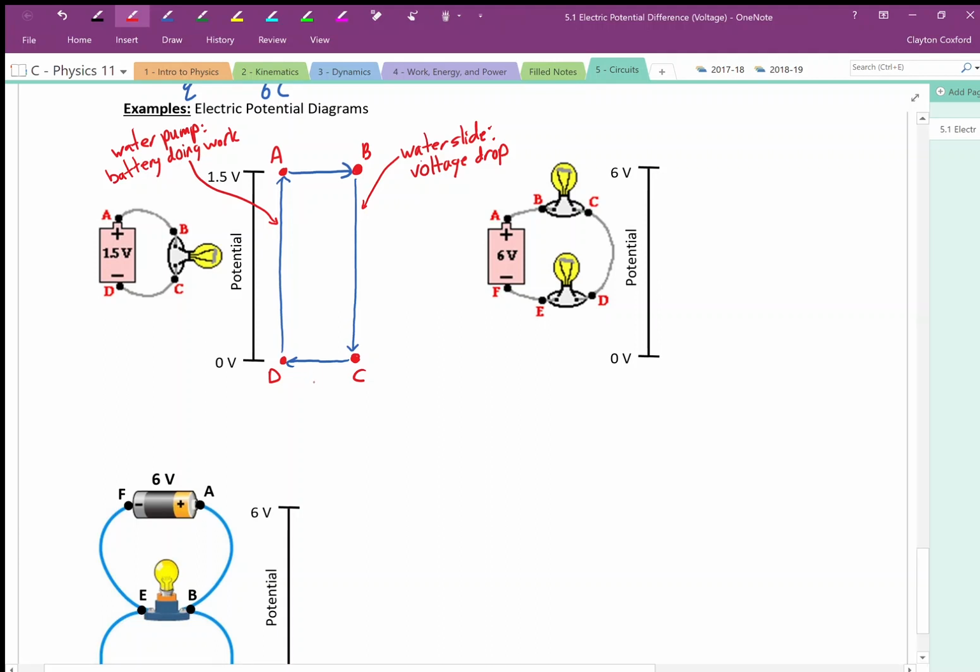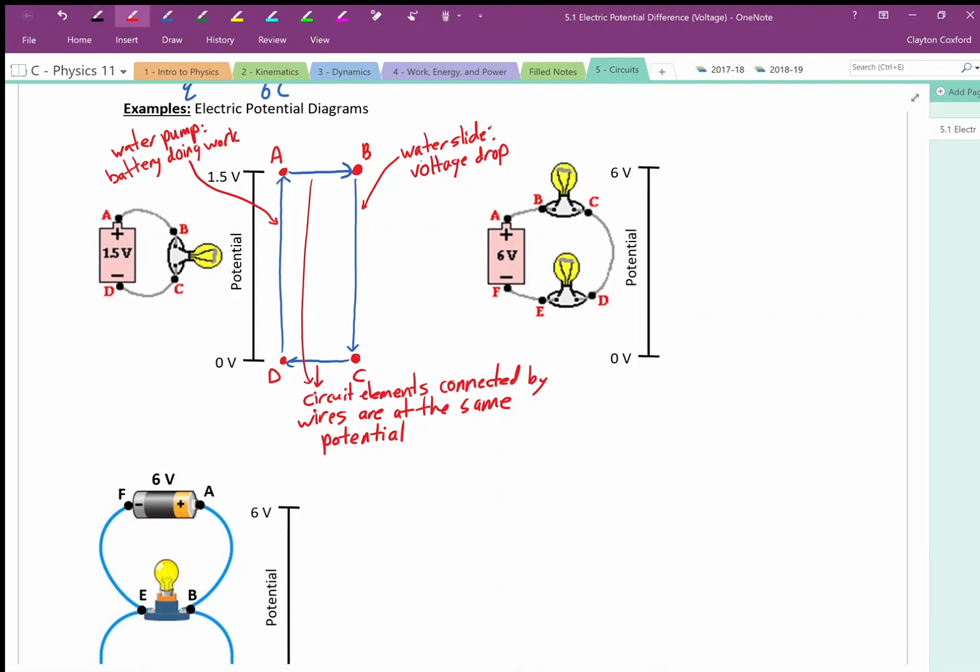And here, up at the top and at the bottom, we can see that these circuit elements that are connected by a wire are at the same potential. Okay, so that will always be true. Any circuit elements that are connected by wires directly are always going to be at the same potential.